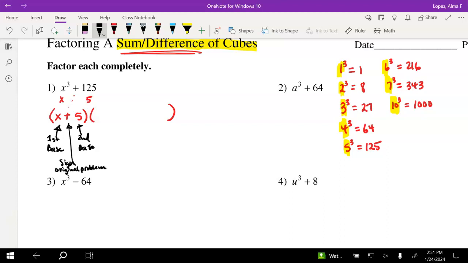For the trinomial part of it, to get the first position, we square the first base. X squared is x times x. To get this last term, you'll square the second base. 5 squared is 5 times 5, which is 25. Let me write that down. This is going to be our first base squared. This will be our second base squared.